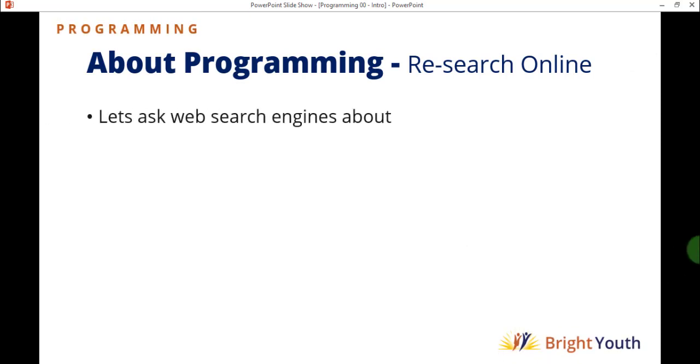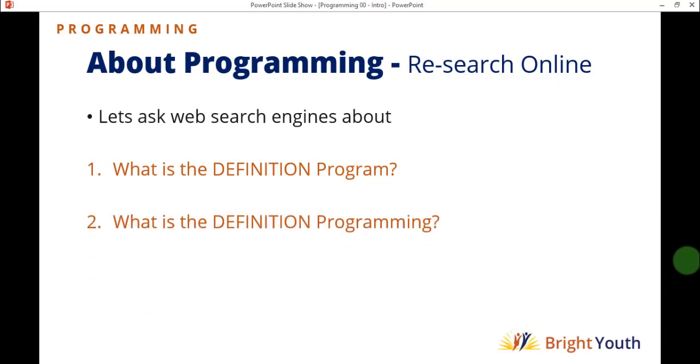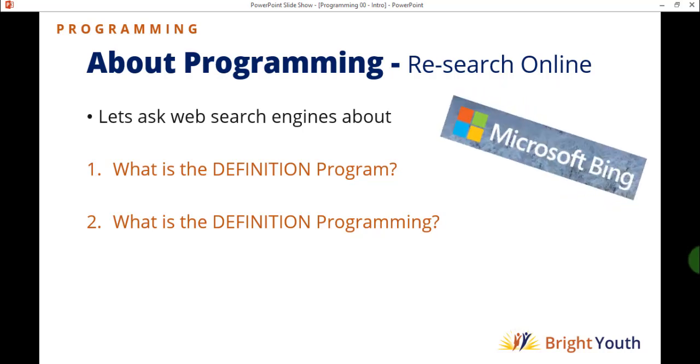Okay. When we want to research for a word, we just ask a search engine, or we just visit an online search website to get a definition or information about that word. So here we are asking a web search engine to give us a definition of program, and the second one is a definition of programming. So let's ask Microsoft Bing.com and Google.com.